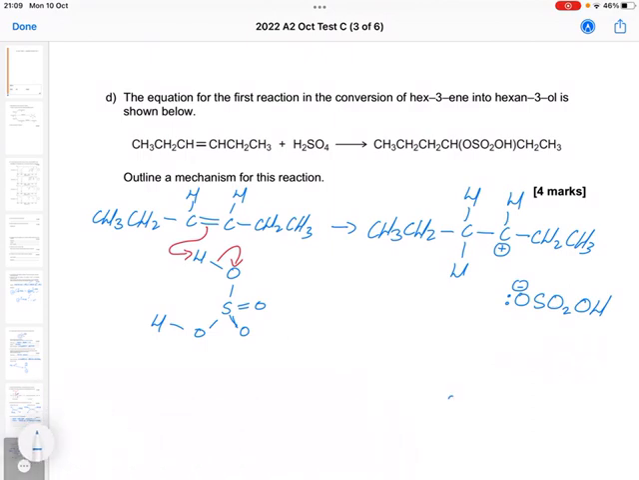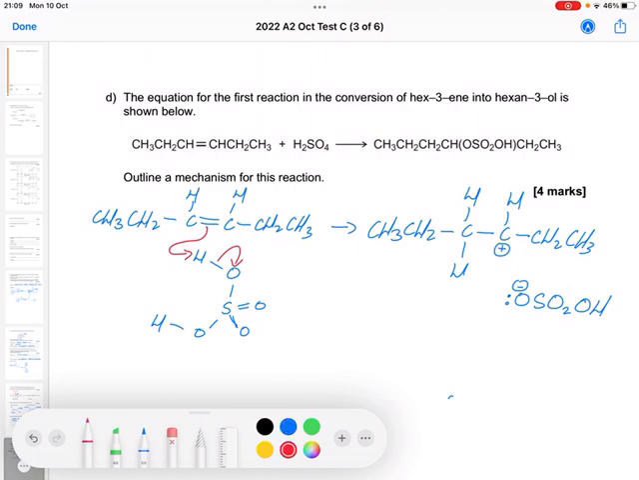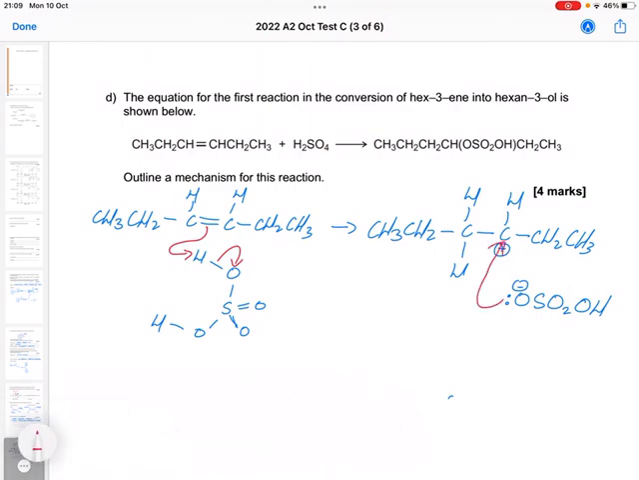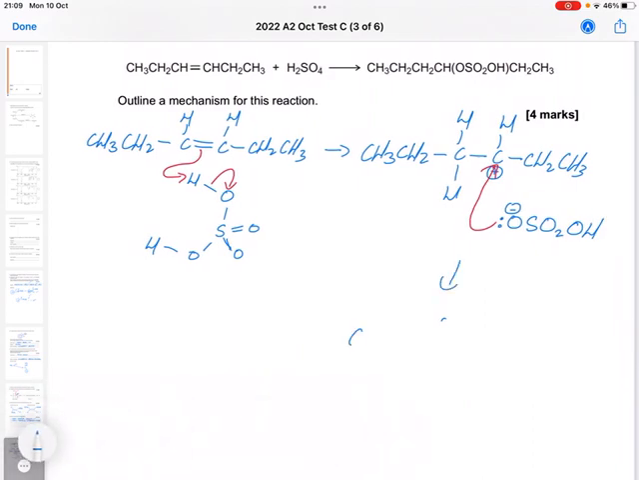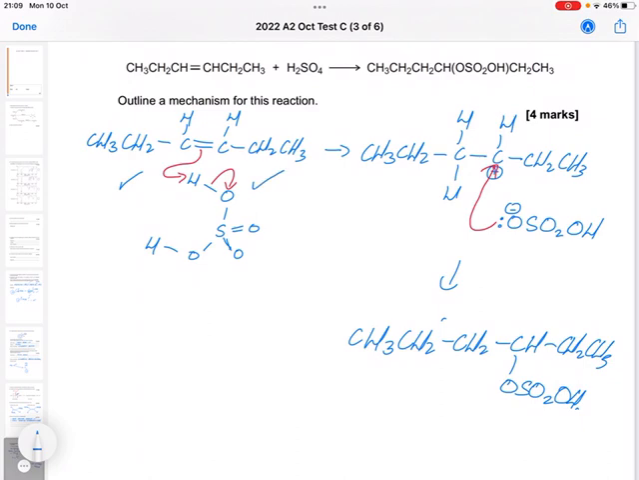And then the final curly arrow in this one is from there to the carbocation, which then gives us CH3, CH2, CH2, CH, CH2, CH3, and again down here I'm going to have OSO2OH. So 1 mark for this arrow, 1 mark for that arrow, 1 mark for the correctly drawn intermediate, and 1 mark for the curly arrow coming from the correct structure of sulfuric acid.